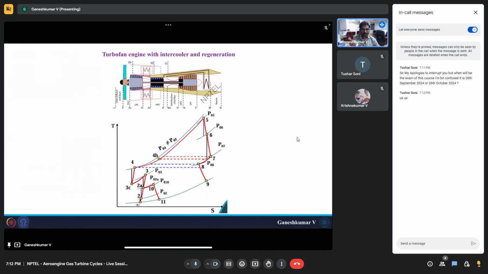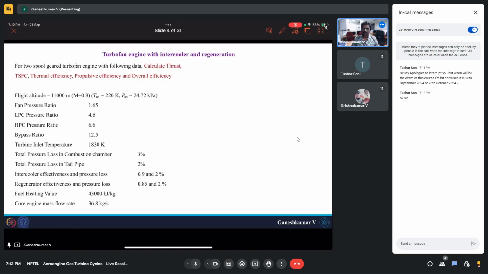Okay, all right. So this is today's problem. The problem here is again a two-spool geared turbofan engine, and this problem with intercooling and regeneration we have already solved in the lectures. Here what we are going to do is solve it for the flight condition. In lectures we solved for the ground condition. Here we are going to use the flight condition. However, all the engine parameters are the same.